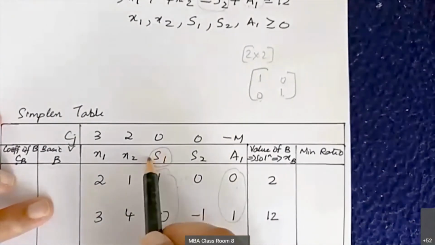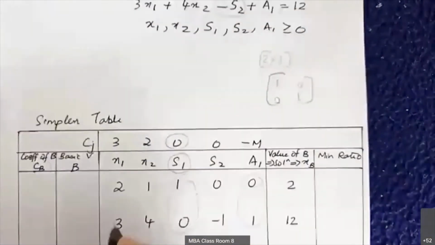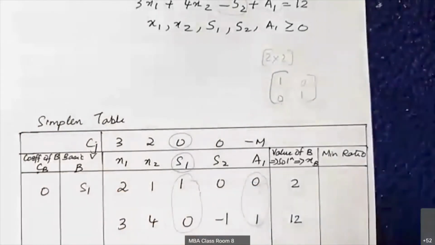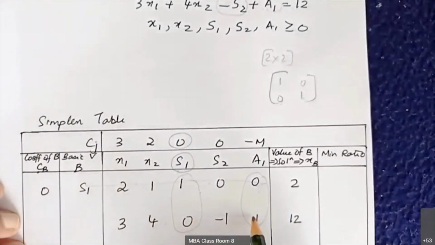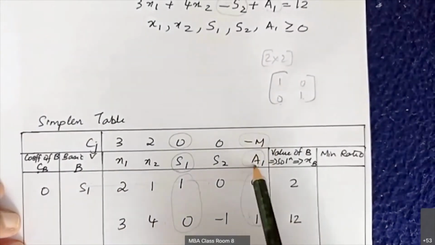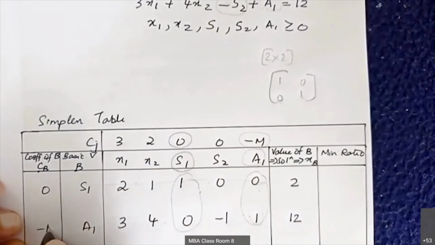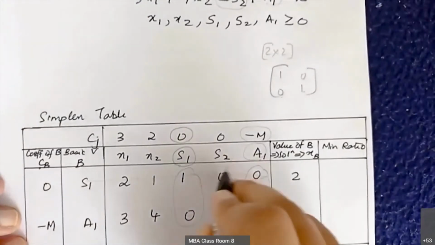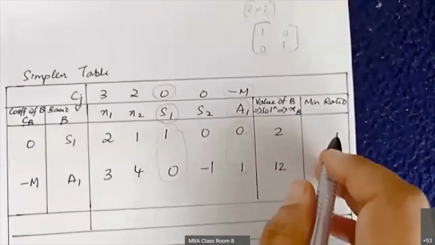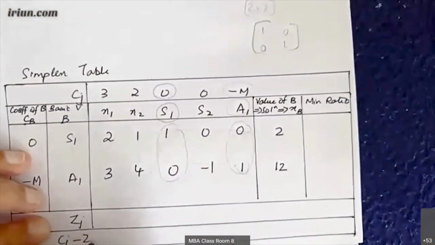Here I have S1, the coefficient is 0, so in the first row I will write S1 and the coefficient 0. In the second row, my identity matrix comes over here. I have A1 and the coefficient is minus M, so I will write A1 and minus M. S2 does not come into the basic variables. Next, we go for Zj. Then after that, we go for Cj minus Zj.